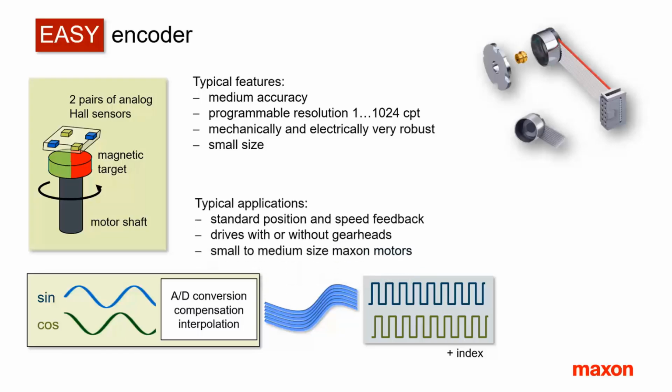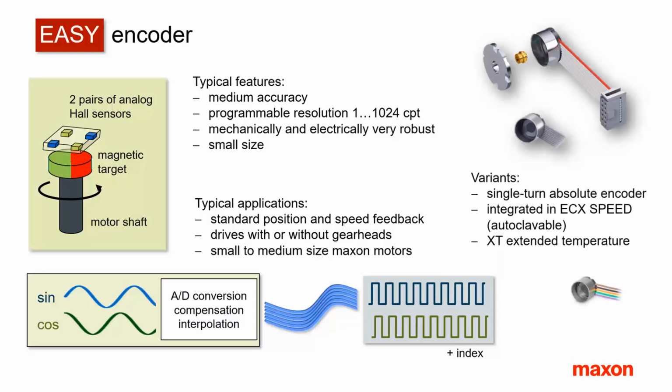From the point of view of possible applications, the easy is very similar to the MR encoder as well. The main differences are the mechanically and electronically more robust design and the wider range of possible counts per turn. The easy is the standard encoder on more recent small maxon motor designs. A remark: the unique rotor position signal within one motor turn allows to generate absolute encoder signals. That's the easy absolute single turn encoder.